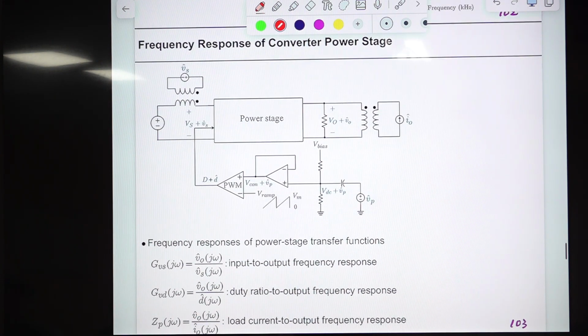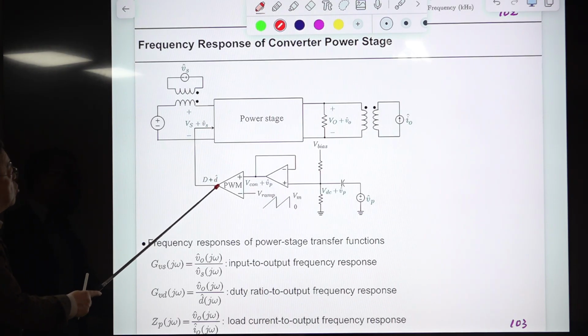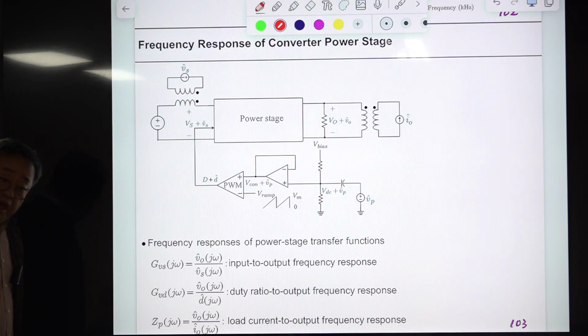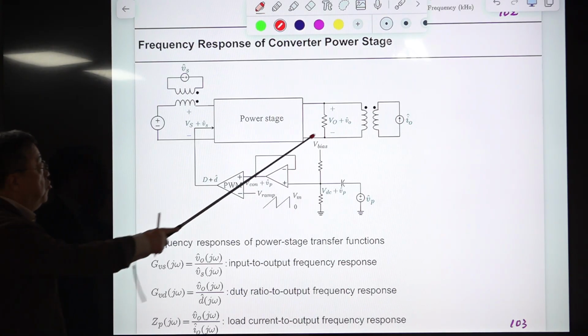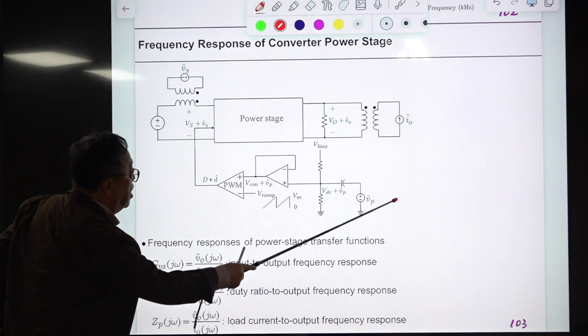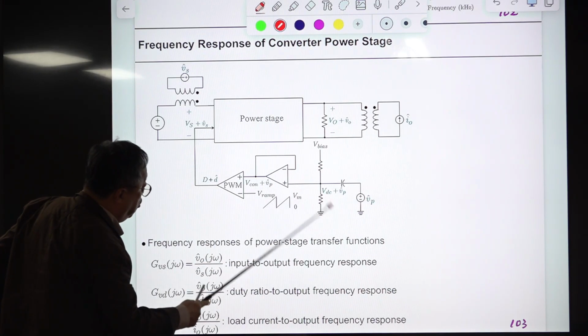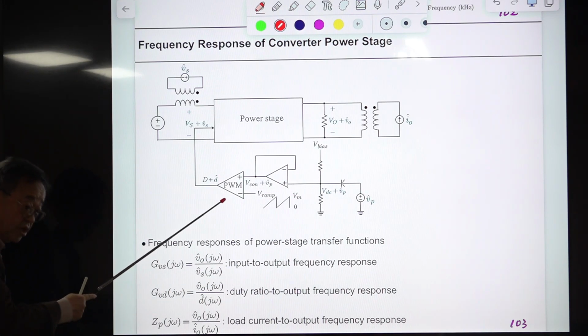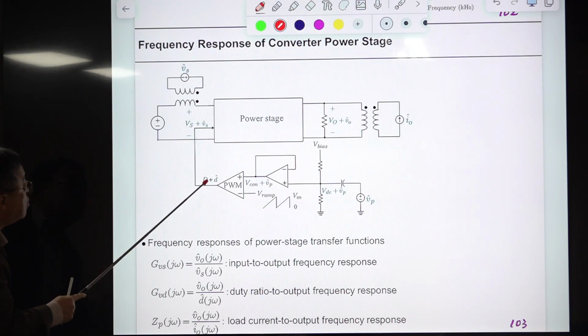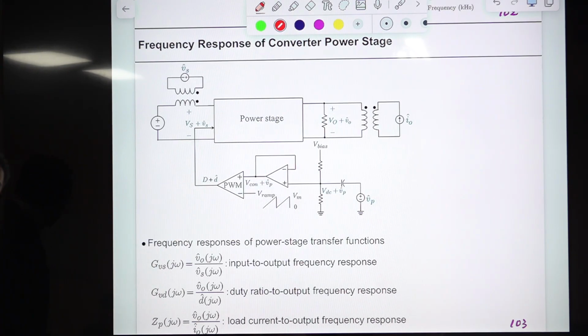Look at this. This is the general case of the frequency response of our interest, right? Of course we want the frequency response from duty ratio to output voltage. That is critical for the controller design, because we are sampling the output voltage, processing it with some feedback controller, and changing the duty ratio. So the transfer function from here to there is very important, very critical for the controller design.